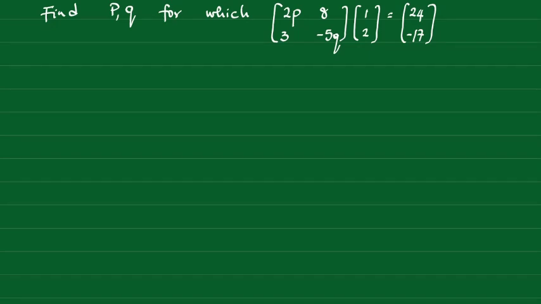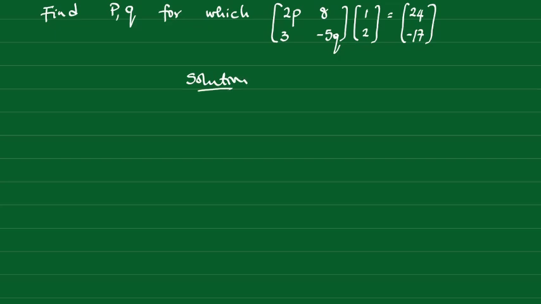Okay, there's this question from JAM 2006, question 37, where we're asked to find PQ for which the matrix (2p 8; 3 -5q) times the matrix (1; 2) is equal to the matrix (24; -17). We'll dive into this by quickly writing the solution.